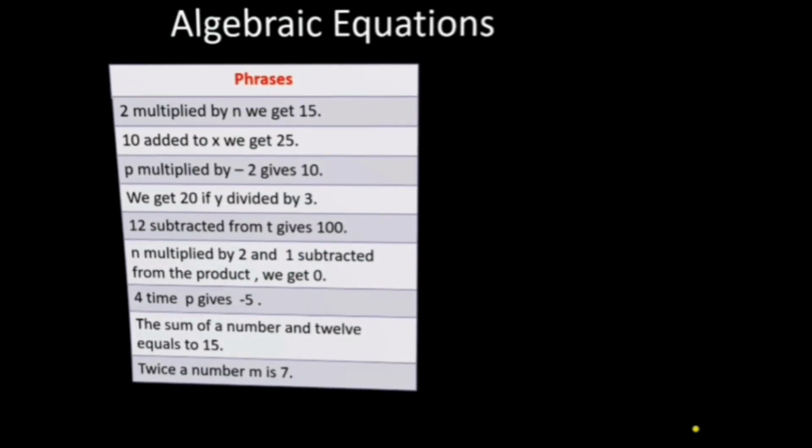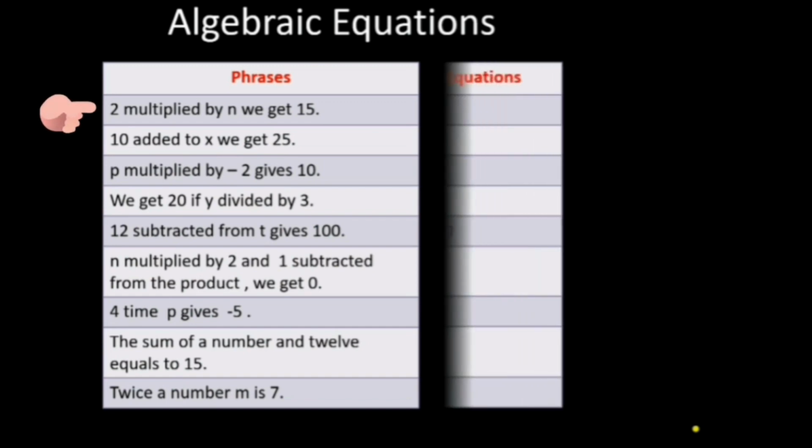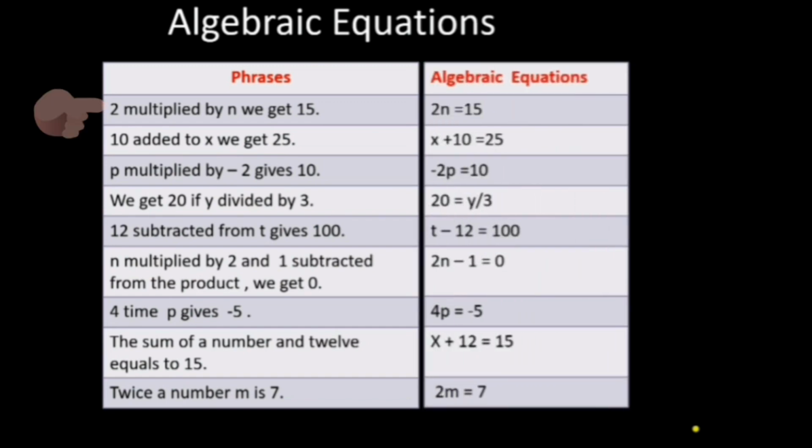Let us write these phrases into equations. 2 multiplied by n, we get 15. We can write as 2n is equal to 15. 10 added to x, we get 25. X plus 10 is equal to 25. P multiplied by minus 2 gives 10. Minus 2p is equal to 10.